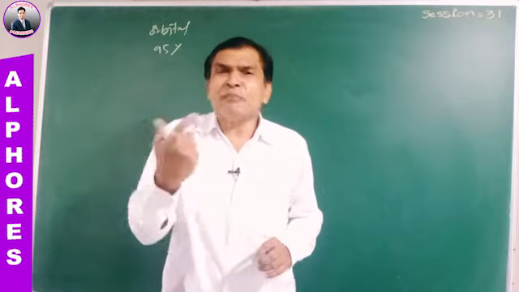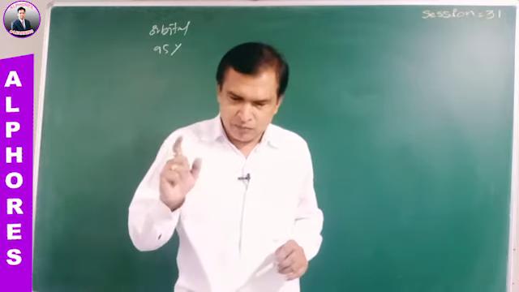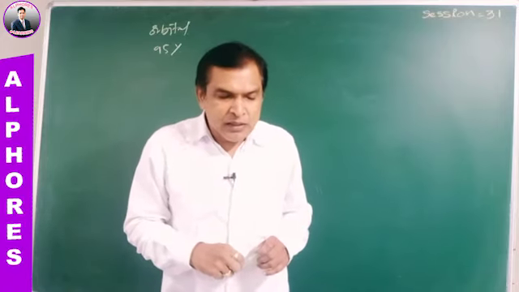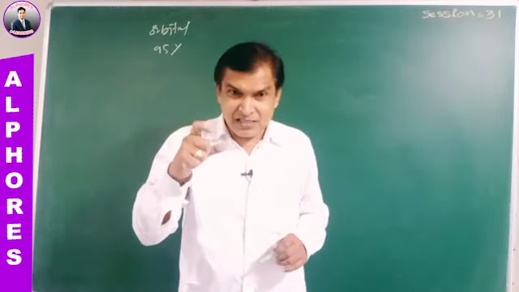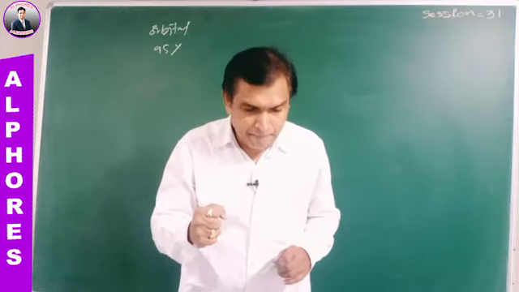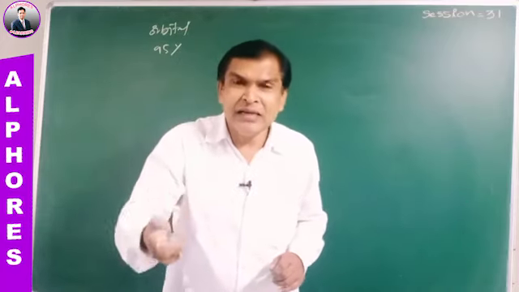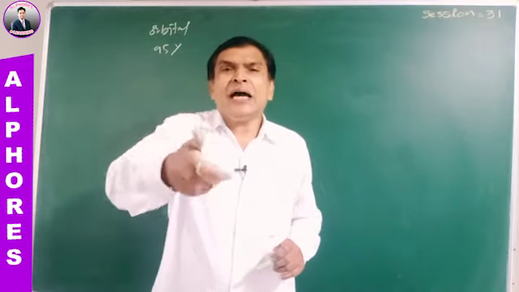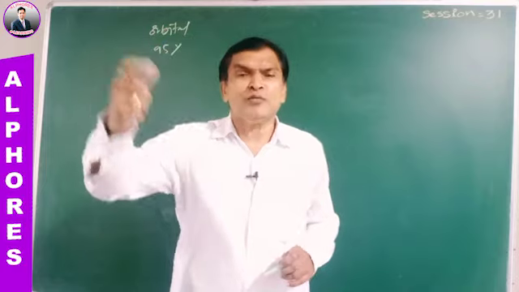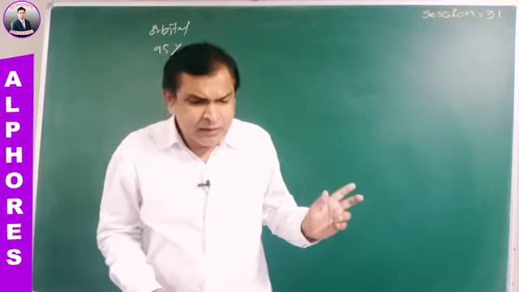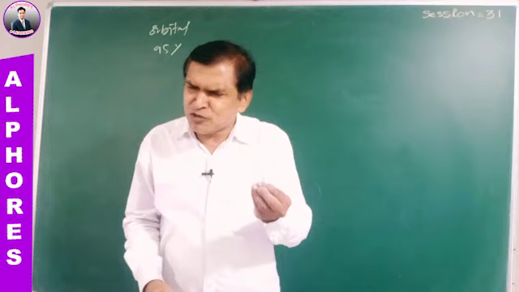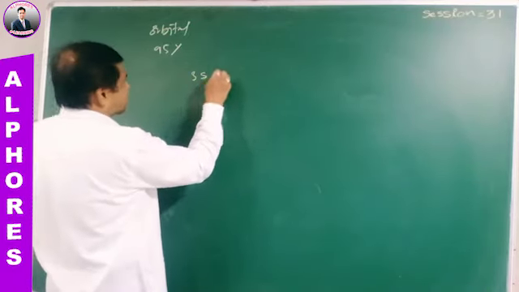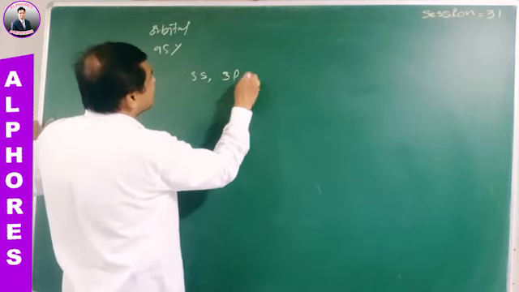Radii of maximum probability of electron is less for an orbital having a higher value of L. Higher the value of L, the radii of maximum probability is smaller. Okay, let us take examples. What is the example I said? 3s, 3p and 3d orbital.